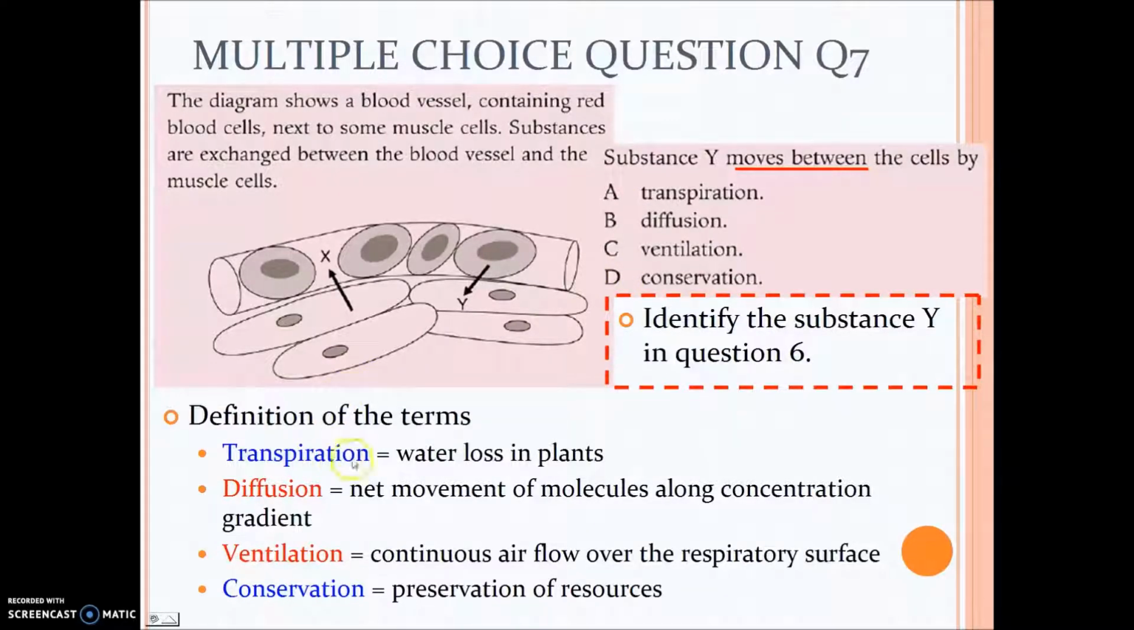Transpiration is the water loss in plants, which we shall discuss later in the following chapters. And conservation is the preservation of resources, for example protecting animals from hunting or protecting the environment. So only B and C, which you have already learned in this chapter or in chapter 3: diffusion and ventilation. So question 7 is also a 50/50 question.